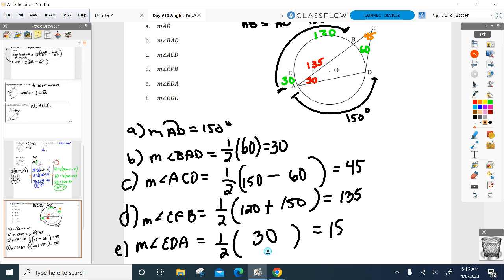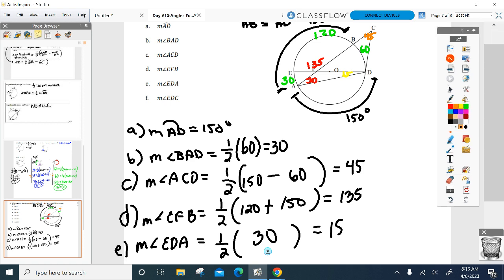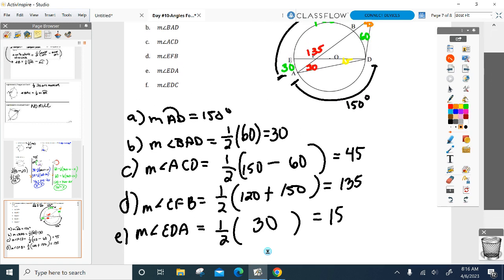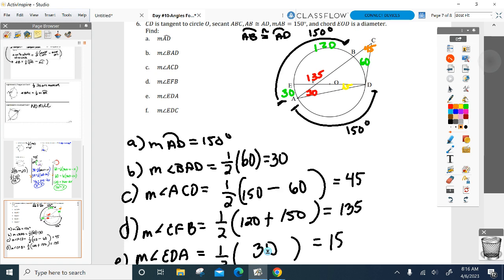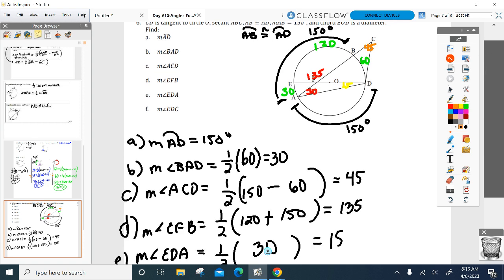It's nice when you know your rules, huh, guys? 15. And then what am I left with here? I always have a tricky one at the end. EDC. Everyone, EDC, take a look at it.